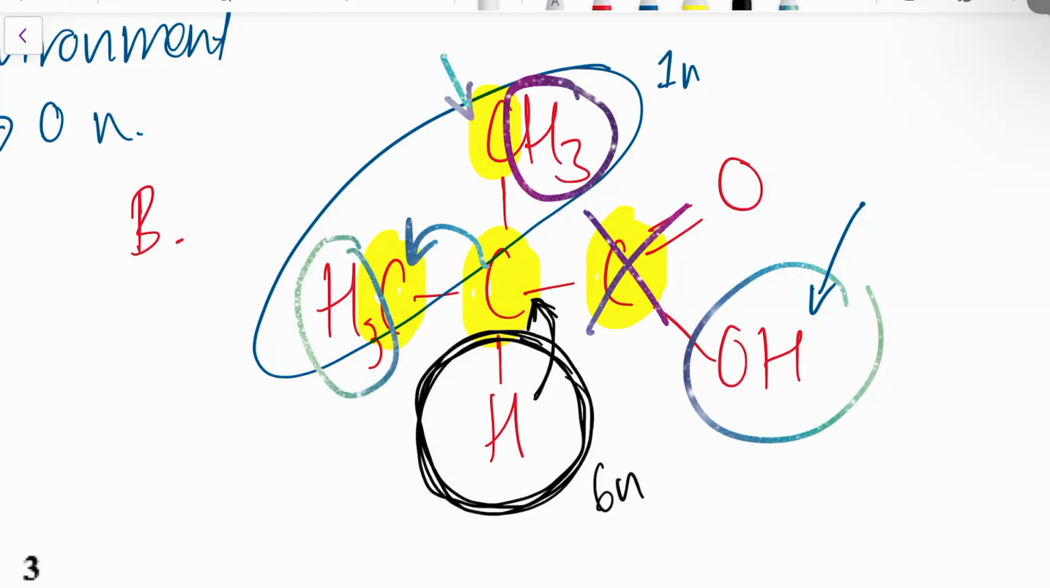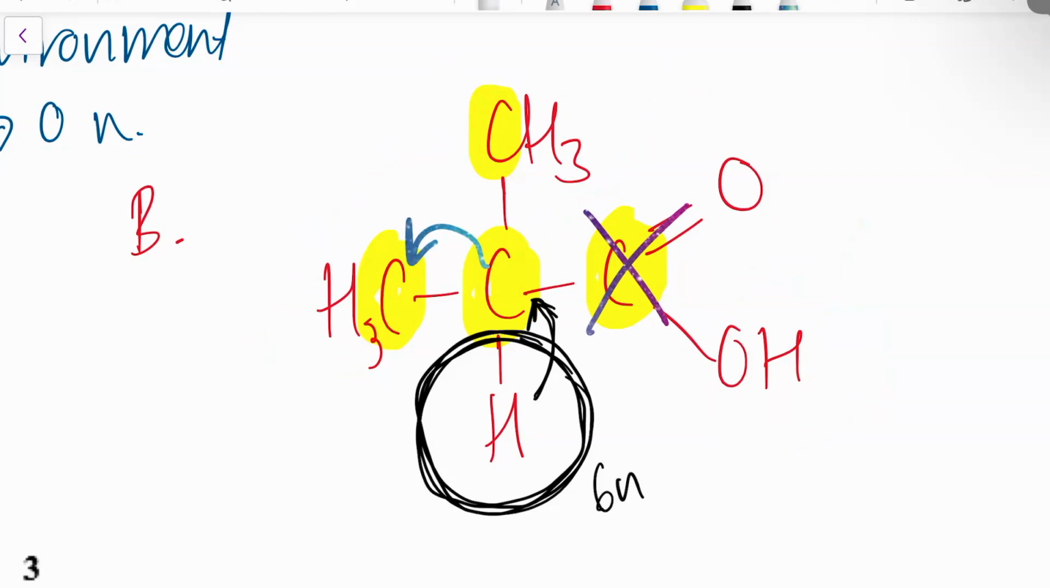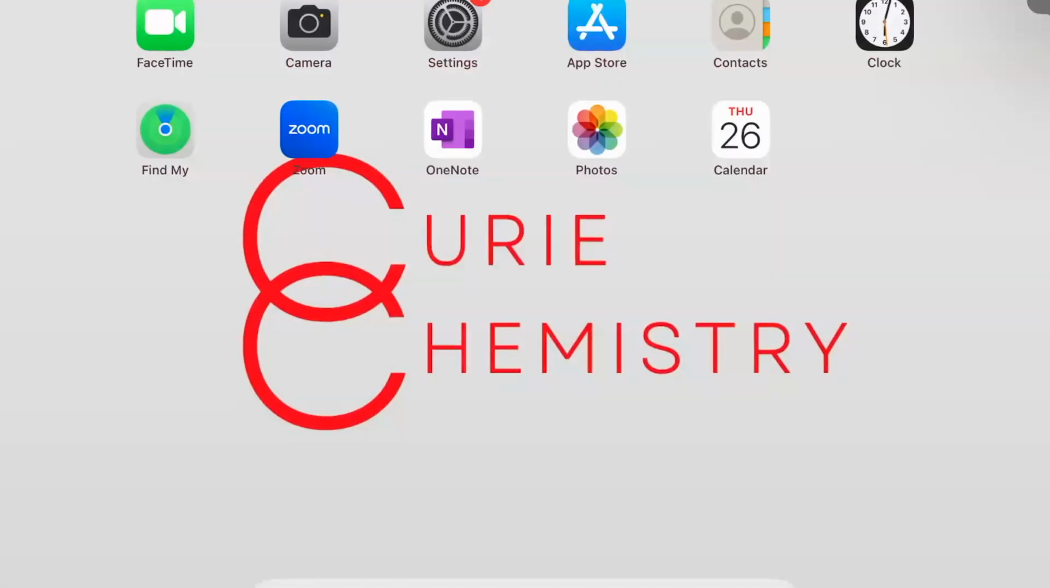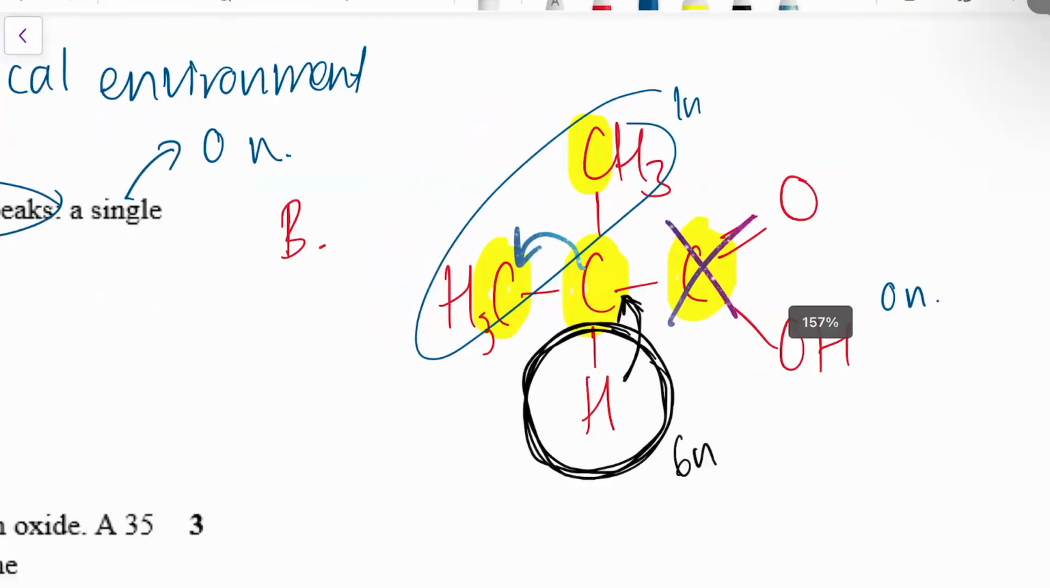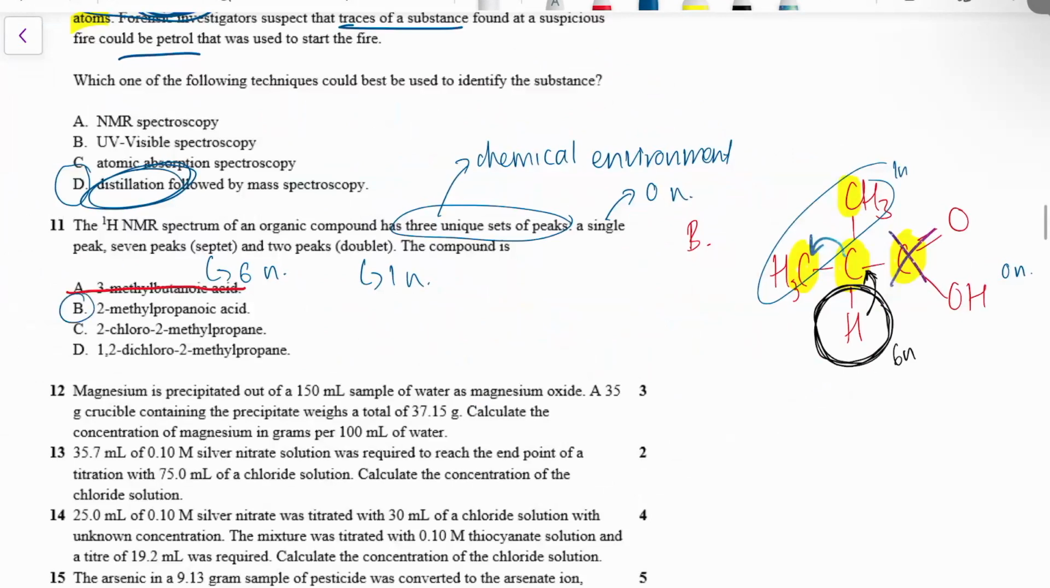And then the last one is your hydrogen in the OH. How many neighbors? 0. Good, because it's not even in a carbon house. It doesn't have any neighbors at all. So this matches. We wanted 0, 6, and 1. So your answer is B.